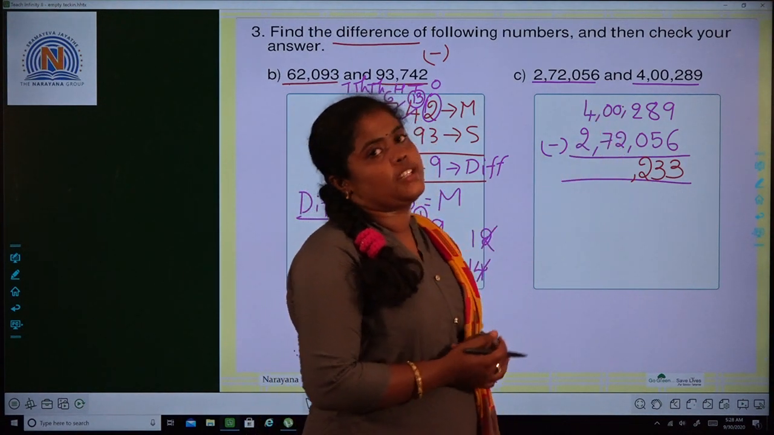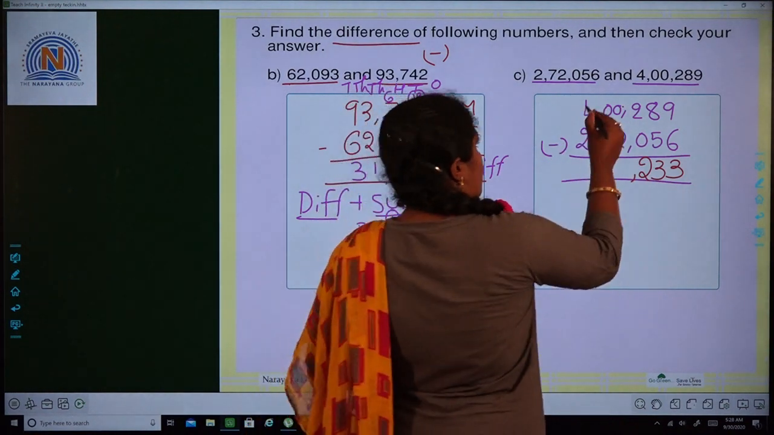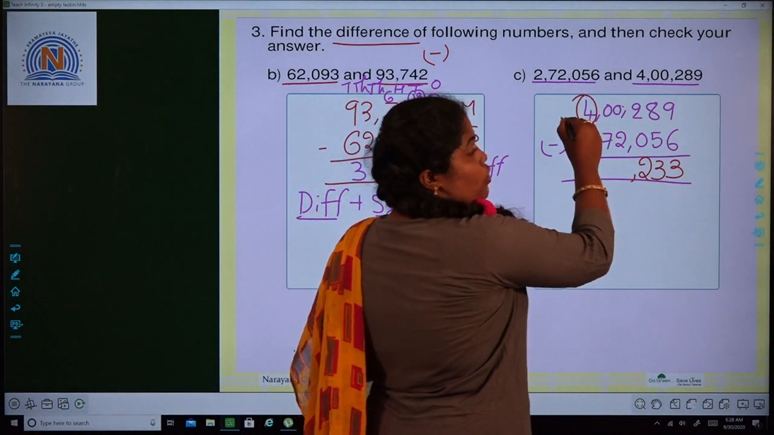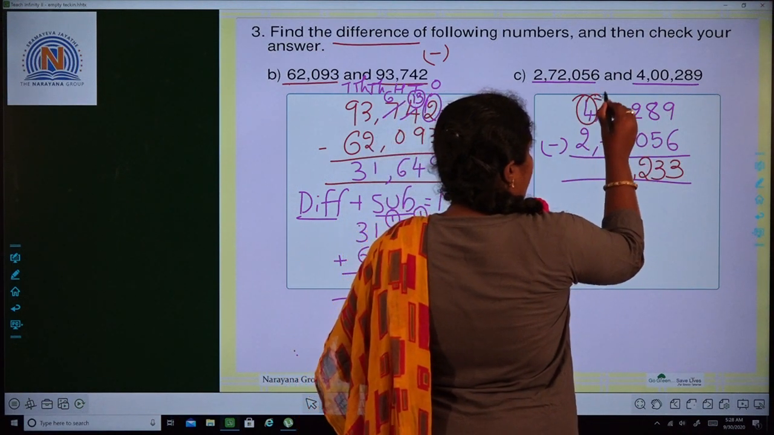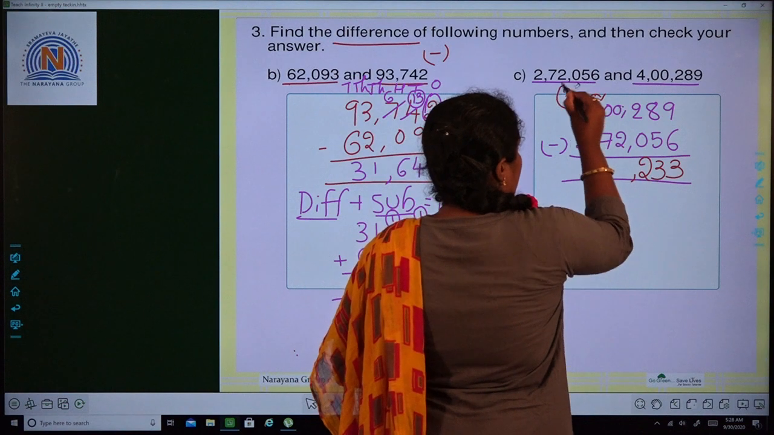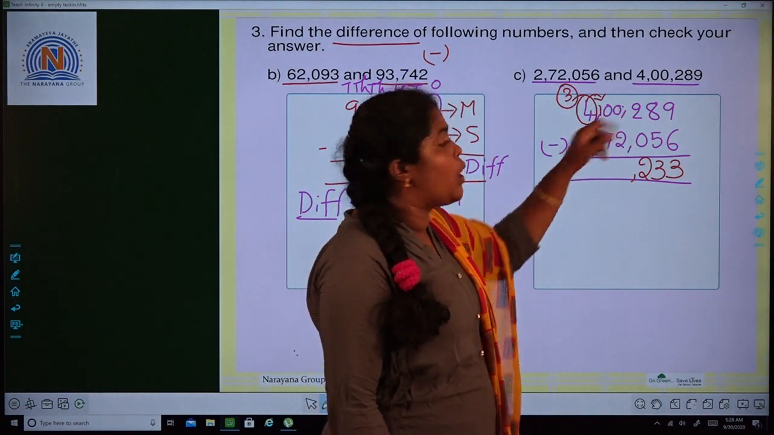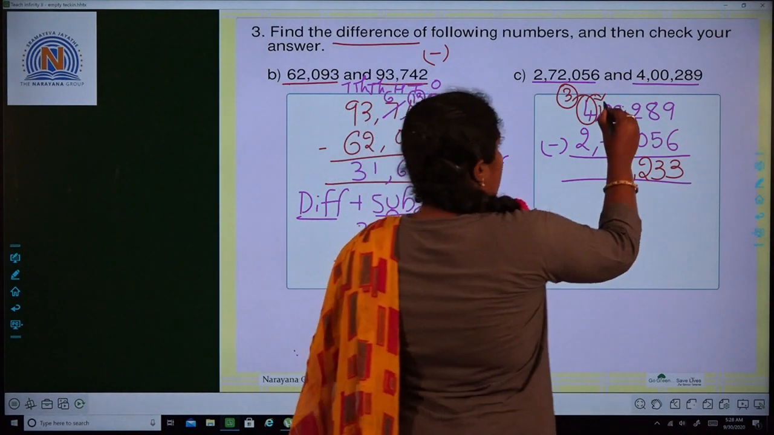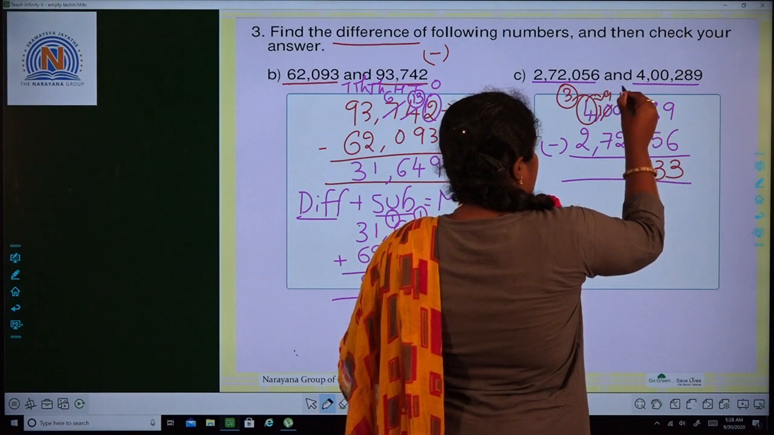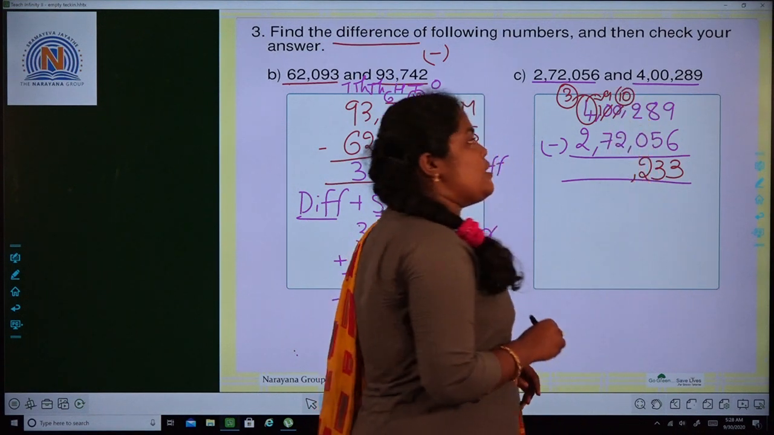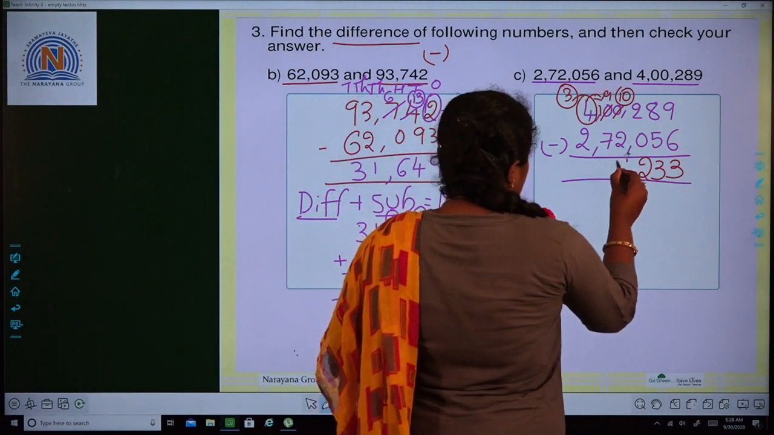Then take the help of the next place. Here also 0 is there. So what do we have to do? Move to the next place. Here the digit is 4. It gives 1 to the place before. It becomes 3. It makes 10. Now it is able to give the borrow to the place before. It becomes 9, it makes 10. 10 minus 2 is 8.